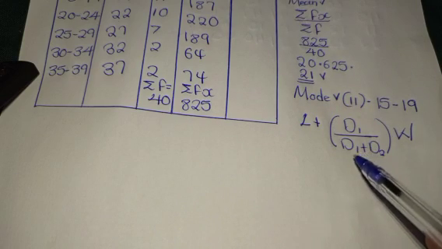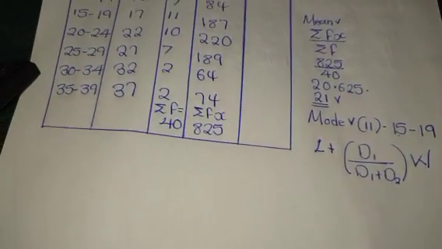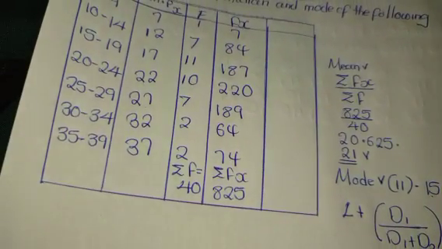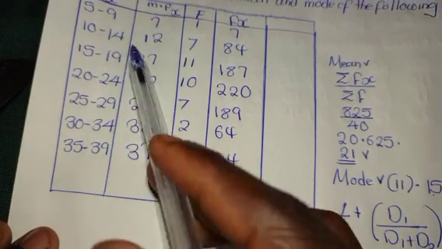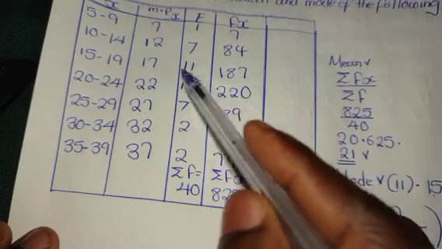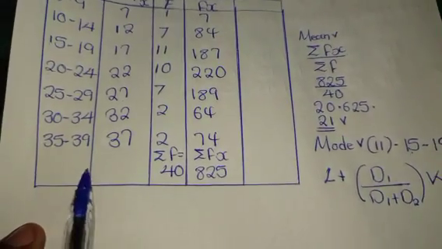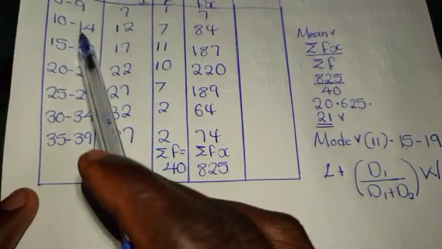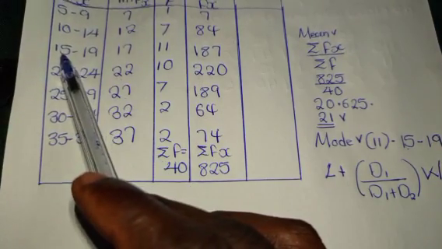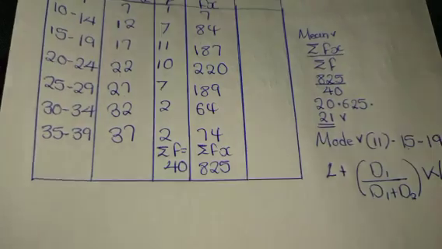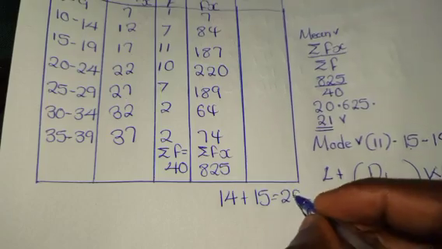So what we basically do here is this. This number that we have as our lower boundary, we'll add it to the number that we have there. Remember, here you have 15, and you will add it to the upper boundary of the previous class before the mode class. Remember, the mode class is 15 to 19. So the one that is before it in this case is 10 to 14. So we'll add 14 plus 15 for us to get the lower boundary of the class.